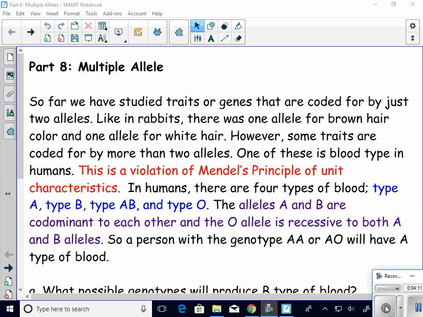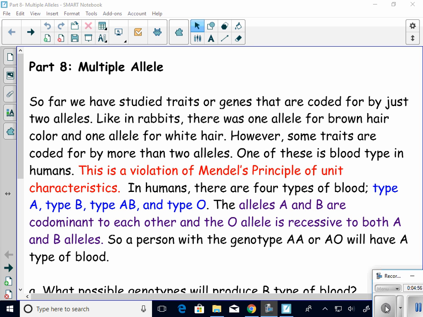Now, the alleles A and B are codominant. We just talked about codominant yesterday. Review. What is codominant? Sydney, give me your definition of codominant. You can look back on yesterday's stuff. Okay? Try to help you out. Codominant.